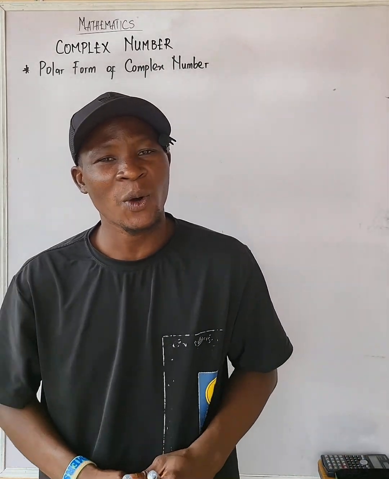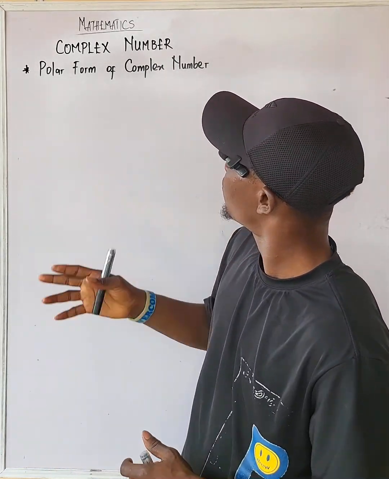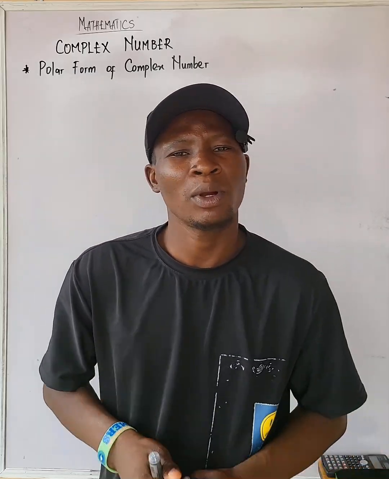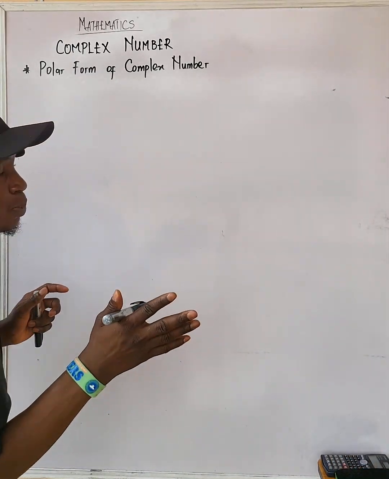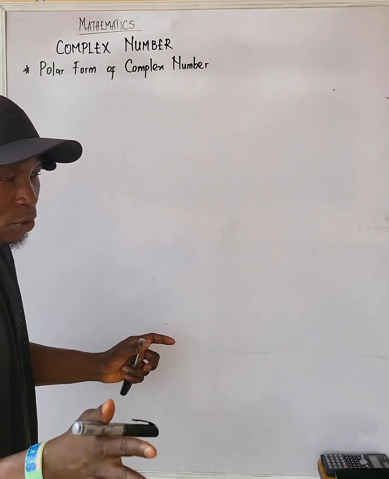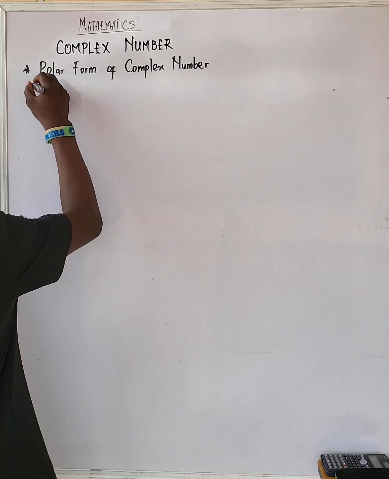Welcome back. So still on complex numbers. Now we're going to polar form of complex numbers. Let's just prove a formula before we solve one example.